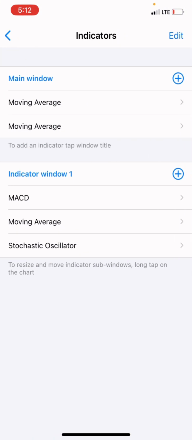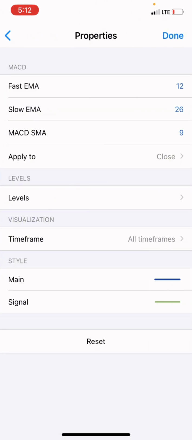So the next one is the MACD. We are going to be adding the MACD to our indicator window. So fast EMA of 12, slow EMA of 26, MACD SMA of 9, apply to close, levels are not needed, so you skip. All right, for visualization, all time frames, make sure you use colors that are visible on your chart. You can see I'm using blue and green, right? You can just use the same colors as I'm using.